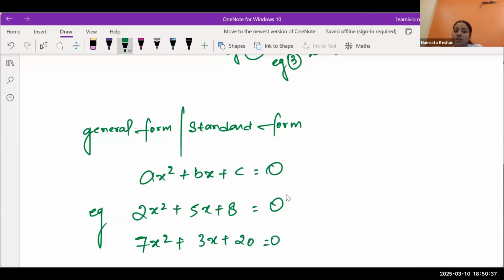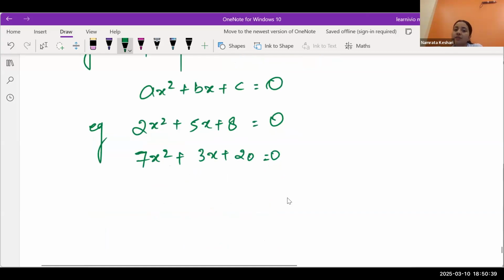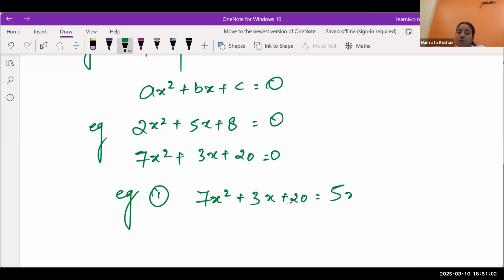Now, that day I was taking class and one of the students asked what if the other side is not zero in any of the equations? The highest power is 2, but the other side is not zero. Then are we going to call it quadratic? So I said yes. If we have an example like 7x square plus 3x plus 20 is equal to 5x minus 34, we will bring everything to this side and make the other side 0. Now it will be quadratic.